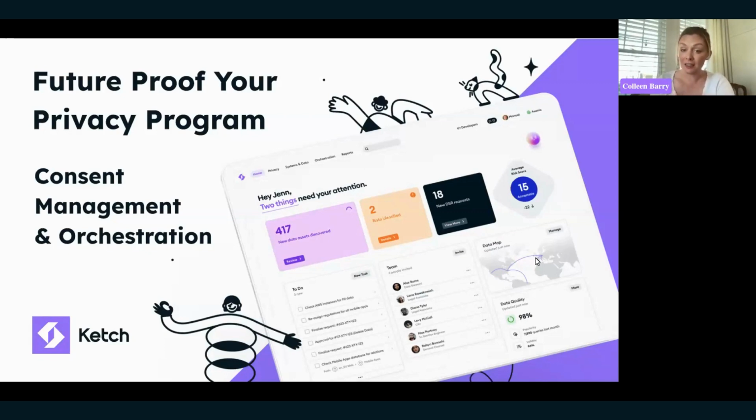So this is the second session in the series, and our topic for today is consent management and orchestration, talking all about how to future-proof your program relative to this critical discipline within the privacy program.